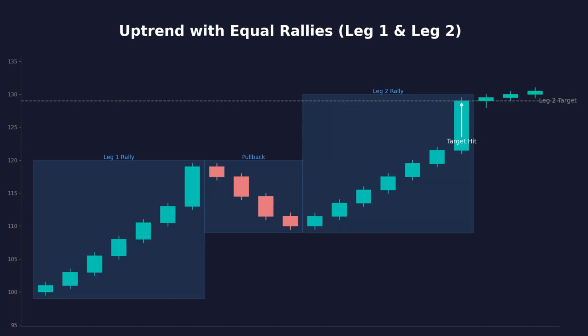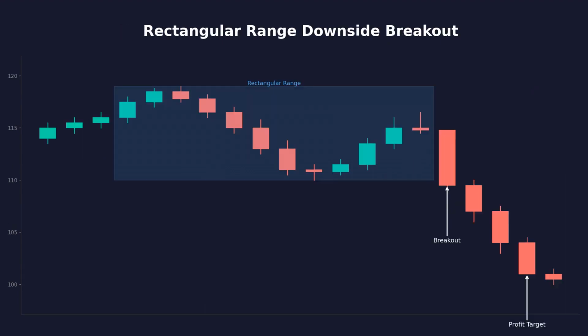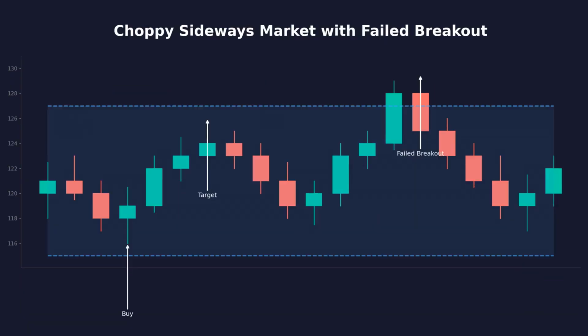The most reliable tool for setting targets is the measured move. The market seeks symmetry. The most common form is leg 1 equals leg 2, often called an AB equals CD pattern. Measured moves also apply to trading ranges. If the market breaks out of a range, the target is the height of that range projected upward or downward from the breakout point. When trading inside a range, your target is simply the opposite side. Buy low, sell high. Do not aim for home runs inside a range.